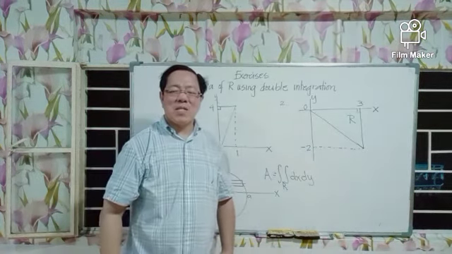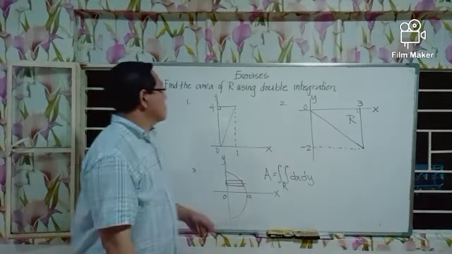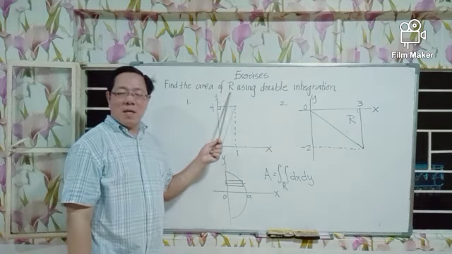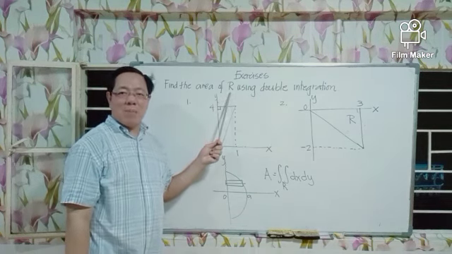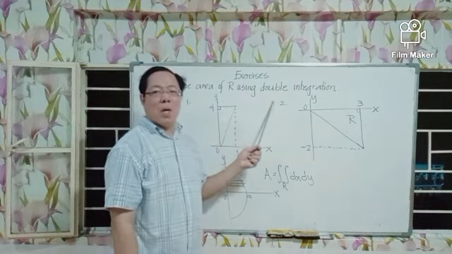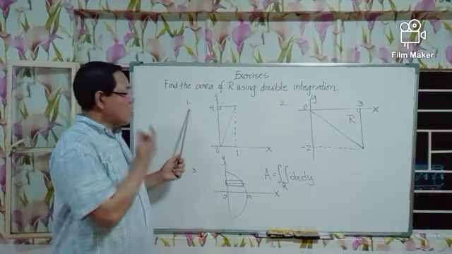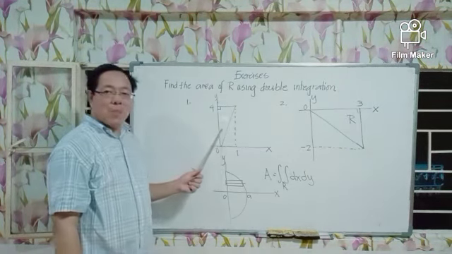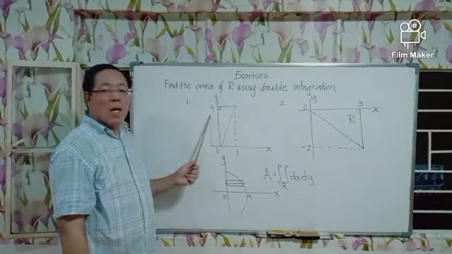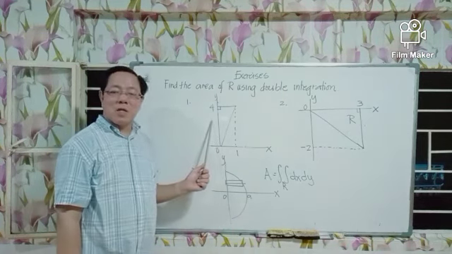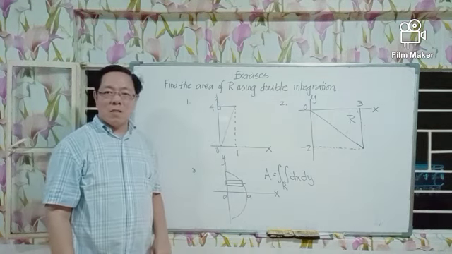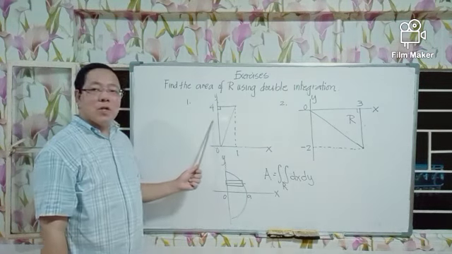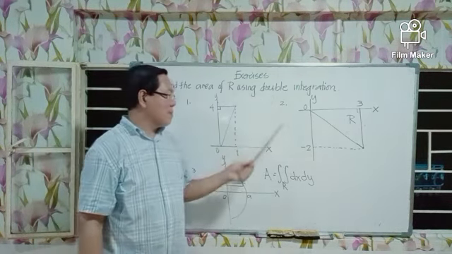For your practice, please try the following exercises. Find the area of R. R here is a plane area in the xy plane or Cartesian plane, using double integration. Number 1, this exercise 1 is similar to our example. Find the area of this right triangle. And you may want to first find the area of this right triangle using the formula, which is 1/2 of the base multiplied by the height. And then find the area of this region using double integration.